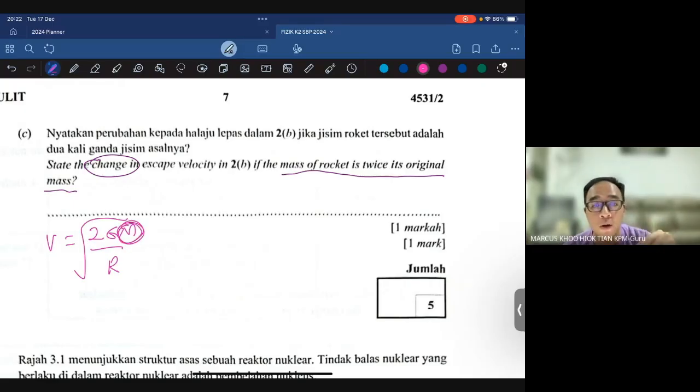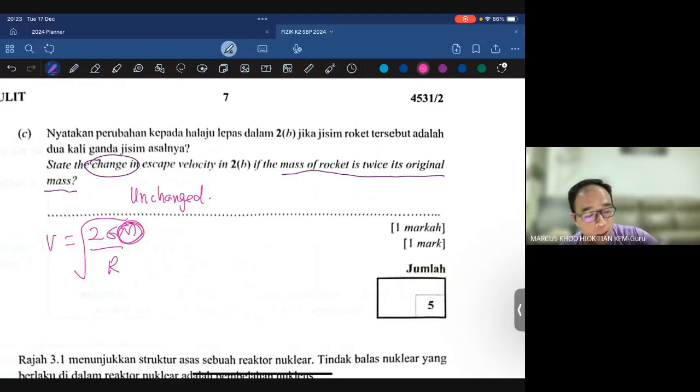This is the mass of the planet. Okay, so nobody cares about the mass of the rocket. The mass of the rocket doesn't affect the escape velocity. Let's not go into technicalities now. Just for Form 5 level, yes, it does not affect. So the answer will be unchanged, because the mass of the rocket does not affect the escape velocity.